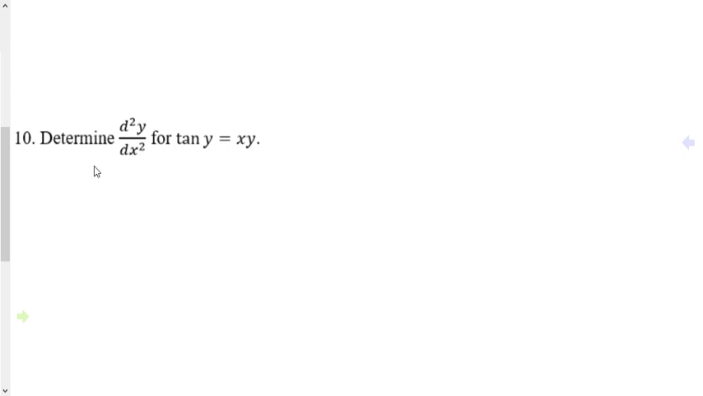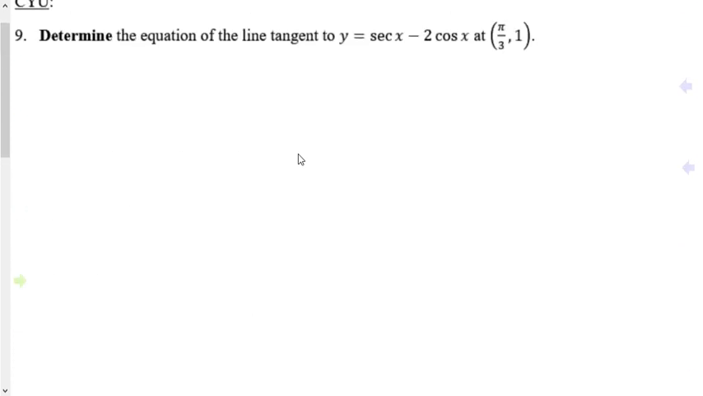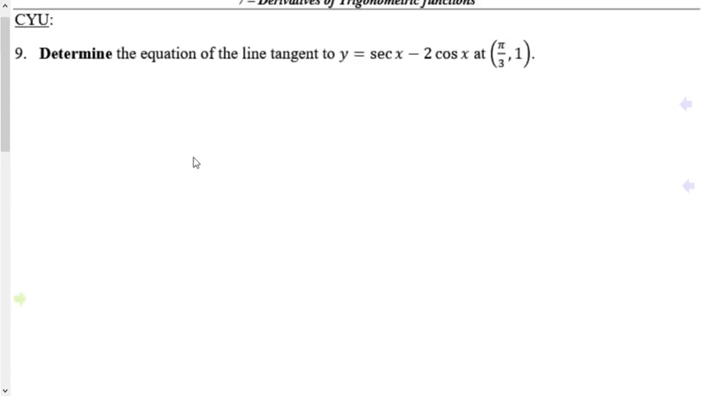Tan y equals x times y. And we'll do the second derivative for that. So at this point, why don't you pause the video, work through these two questions, and restart the video once you have finished the two questions. You can pause now.